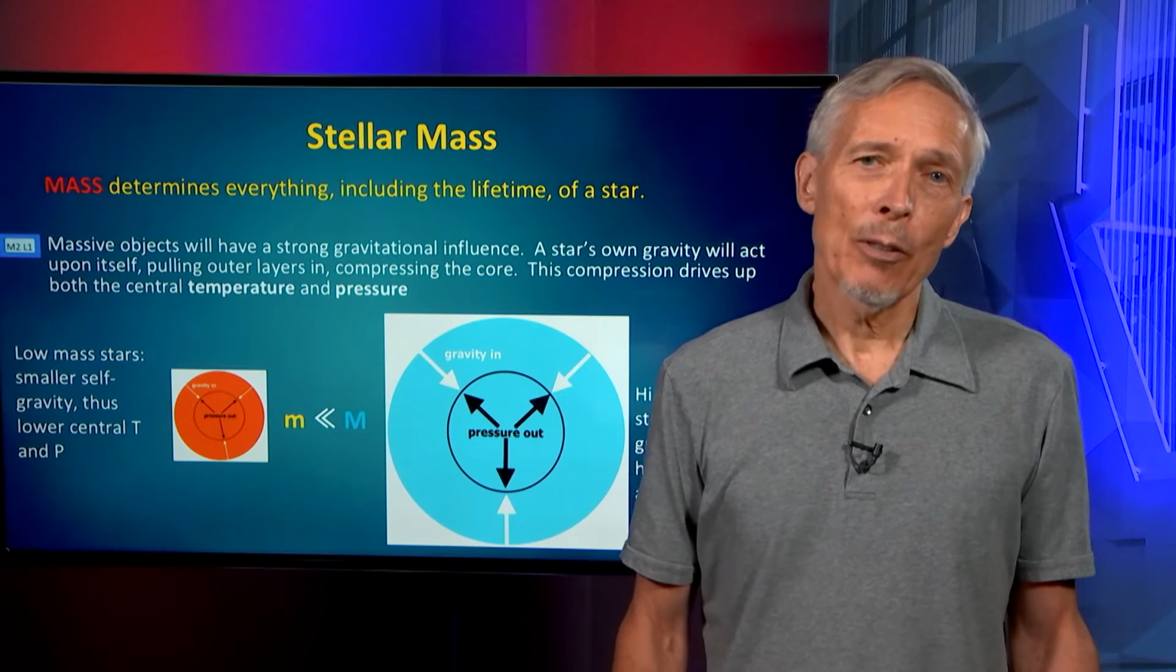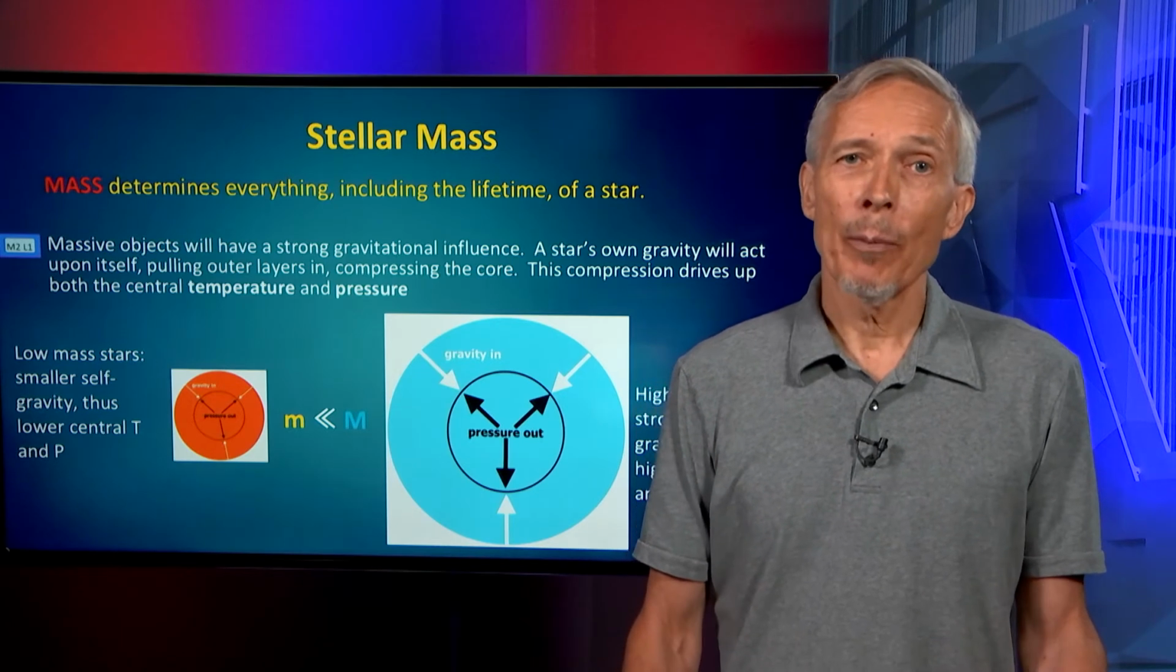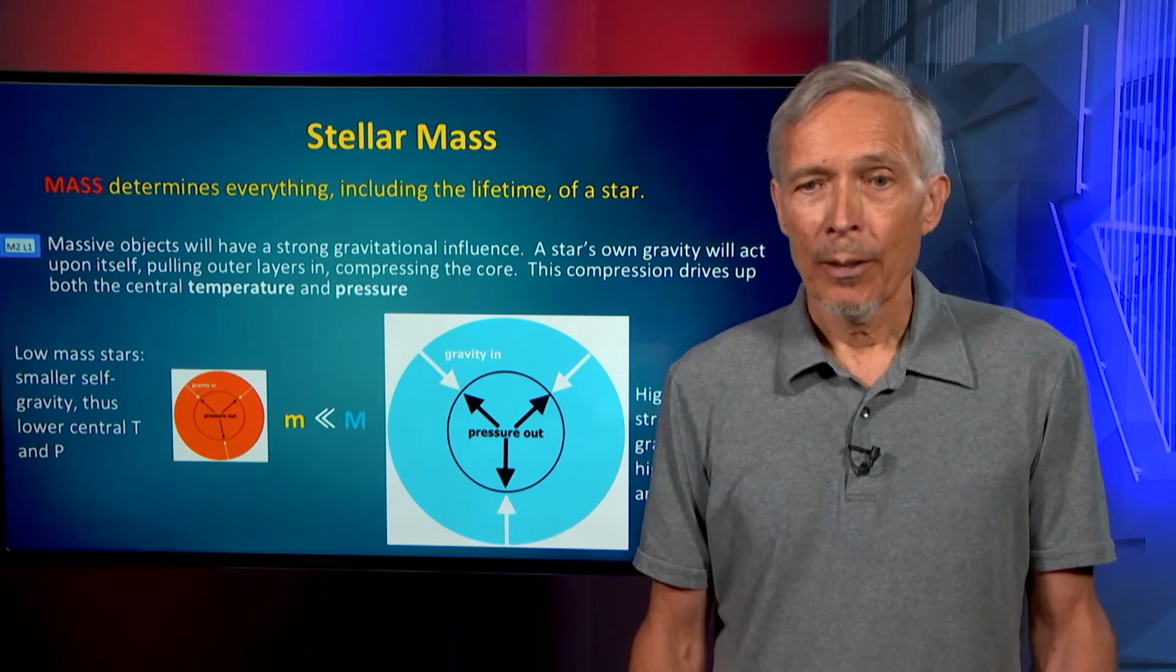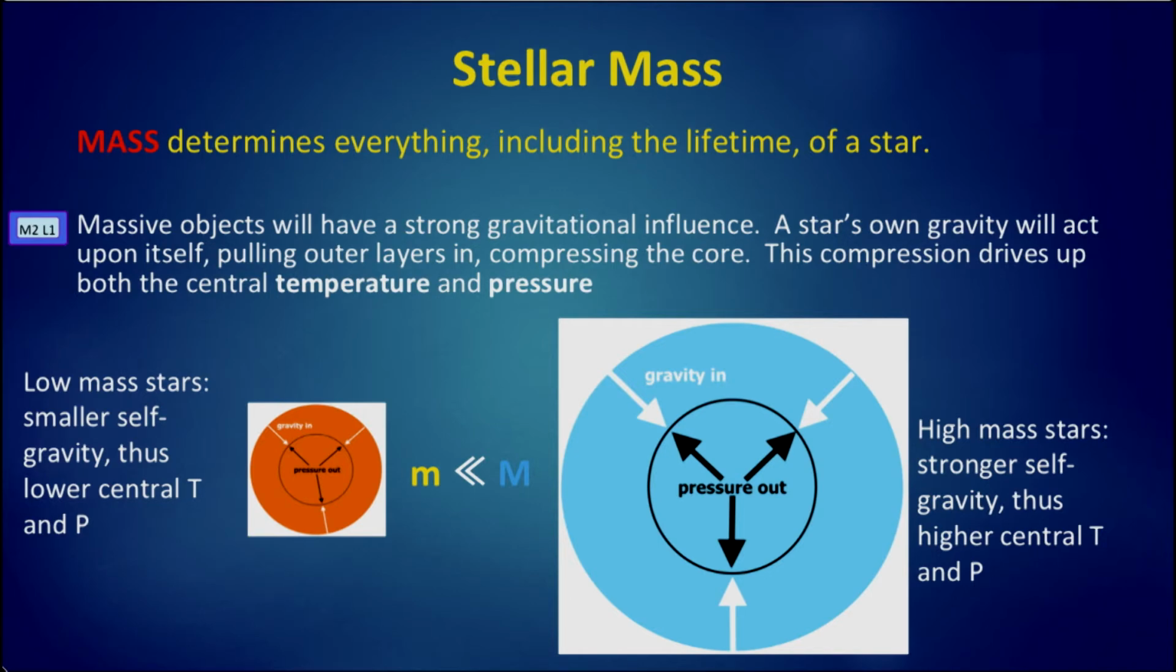The determinant of a star's life and all of its properties is its mass. Massive objects have a strong gravitational influence, and their self-gravity essentially creates very high temperatures and pressures in the interior. As we've seen, these very high temperatures and pressures can fuse heavy elements and so generate the periodic table's worth of elements, including life's essential ingredients.